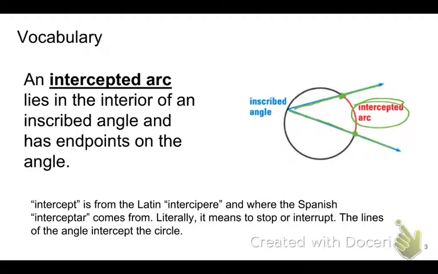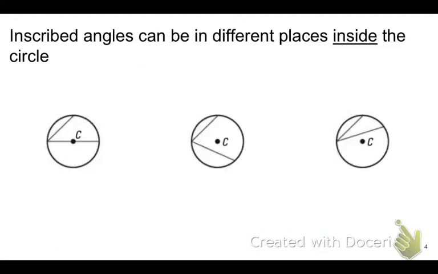This comes from the word intercept. Intercept is from the Latin intercipere, where the Spanish interceptar comes from, and literally it means to stop or interrupt. So the lines of the angle intercept the circle. The lines of the angle come out and actually stop the circle, or interrupt the circle, and that's why it's called an intercepted arc. So those are our 2 vocabulary words for this section.